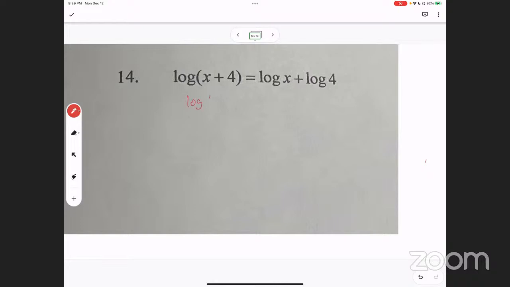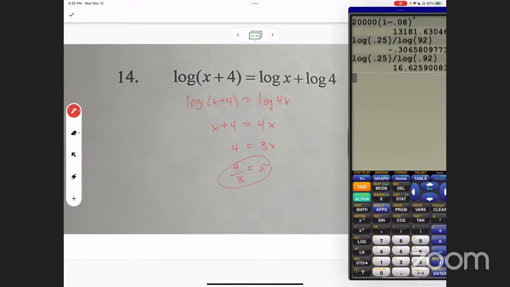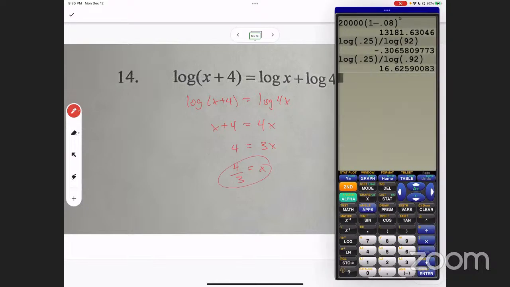So this is log of x plus 4 equals log of 4x. So this equals that. Subtract x from both sides. Divide both sides by 3. 4/3 should be it. Let's see if it works. Let's put 4/3 in. Sorry, I said 4/3. It is 4/3. Let's store that for x. And now let's punch in the equation.